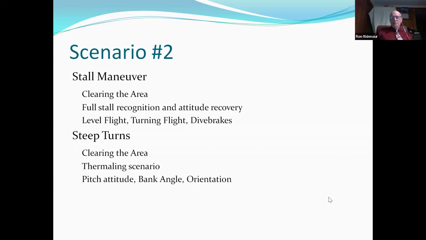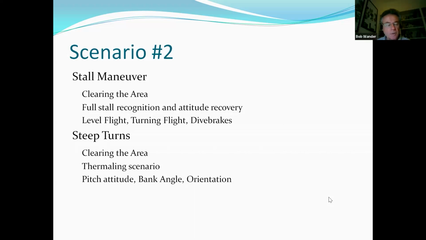Another question on steep turns in thermals, and using that as a mechanism to do the spiral dive recovery. Starting with a steep turn and letting it go into the spiral dive. Is that a way that you teach? Anyone? Does anybody have a comment about that? I'm trying to think of what my comment would be about that.